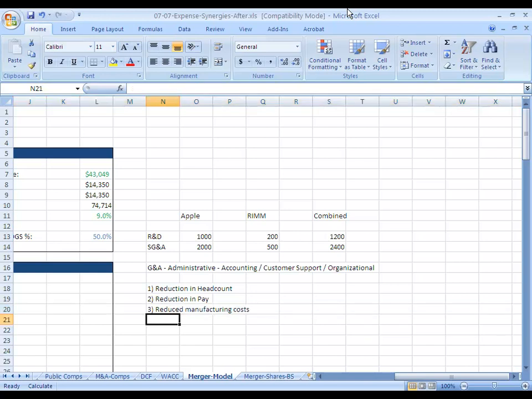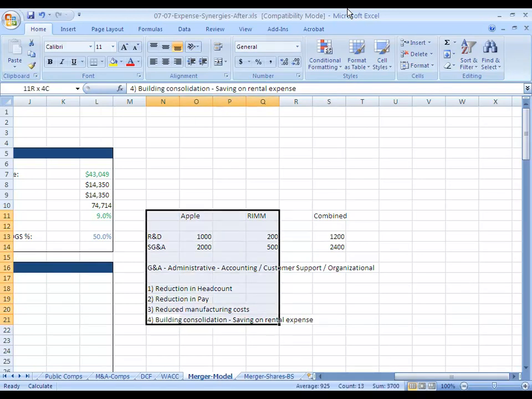You can also have a situation where you have building consolidation. So maybe Apple and RIM both have buildings or factories in Seattle. And when they combine, they can actually consolidate their buildings and they can save on rental expense. They can save by not having to invest as much separately in the different buildings, and they can consolidate their operations like that. So saving on rental expense. So those are some common ways that you can come up with expense synergies in the context of a merger model like this.